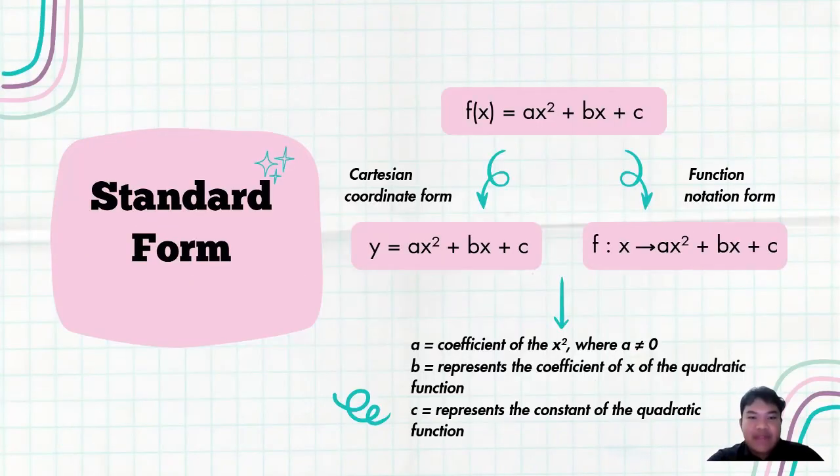Next, the standard form of a quadratic function is f of x equals ax squared plus bx plus c. A quadratic function can also be written as y equals ax squared plus bx plus c. In this form, a is the coefficient of x squared, where a is not equal to 0. b is the coefficient of x, and c is the constant term. The value of a is very important because it determines the shape and the direction of the parabola. If a equals 0, the function is no longer quadratic. Therefore, a must always be different from 0.